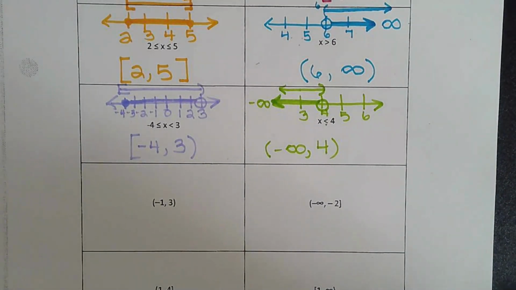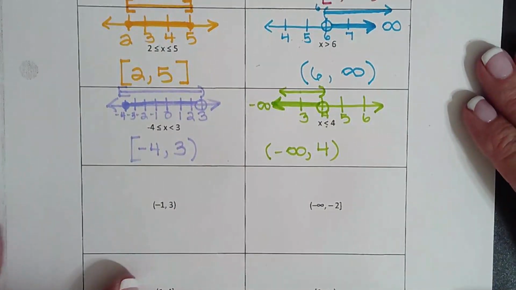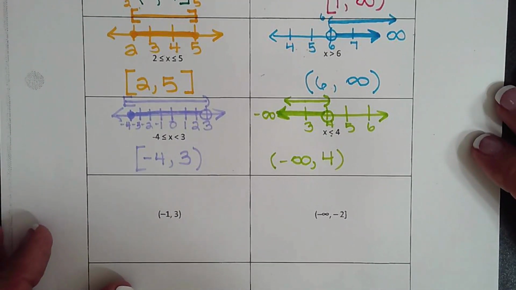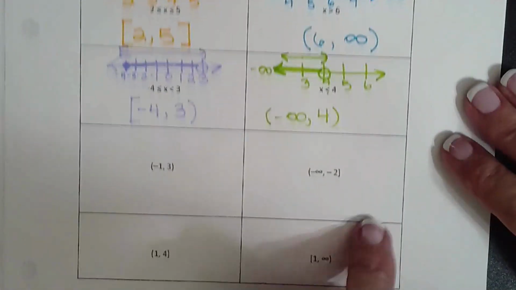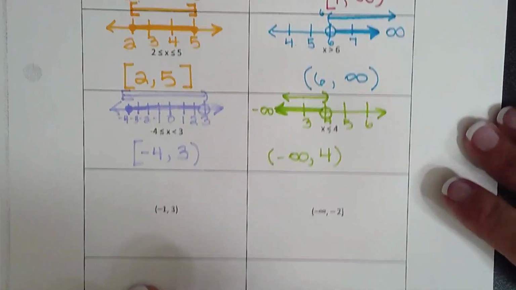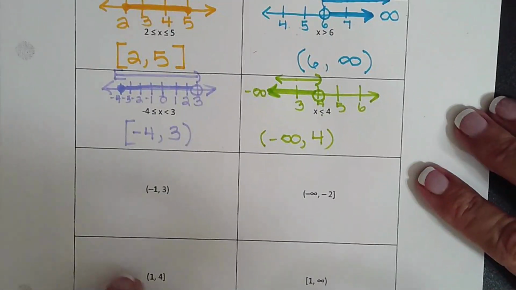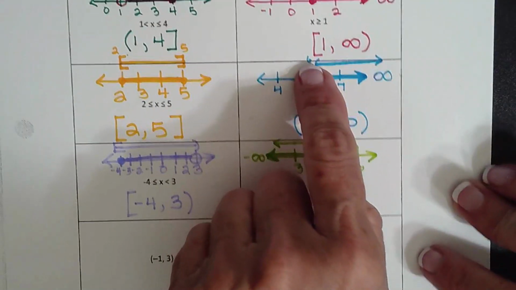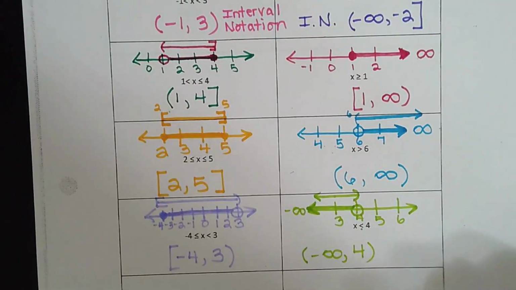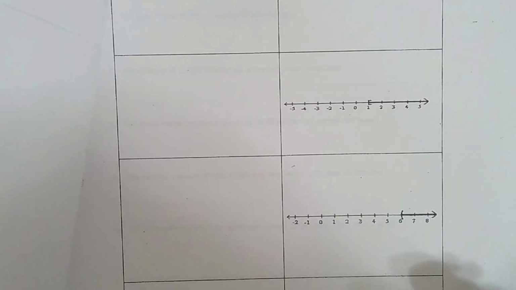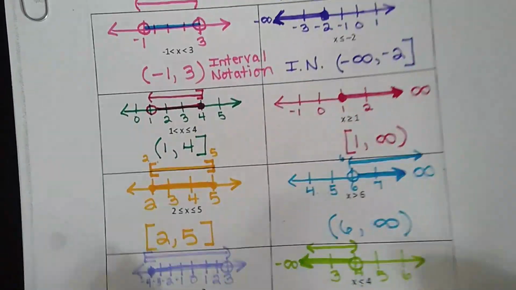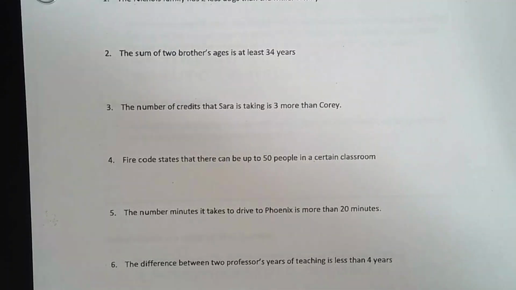So I hope that helps. When we get to 5.4, you already have that under your belt. And these are just the answers to the ones we did. You can look up here and see there's 1 and 4. There's bracket 1 and infinity. So that's all the answers here. And here's all the graphs. I just thought it would be easier to do them rather than make cards out of them and cut them up and match them up.